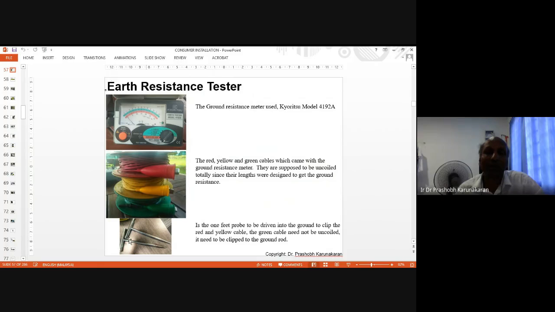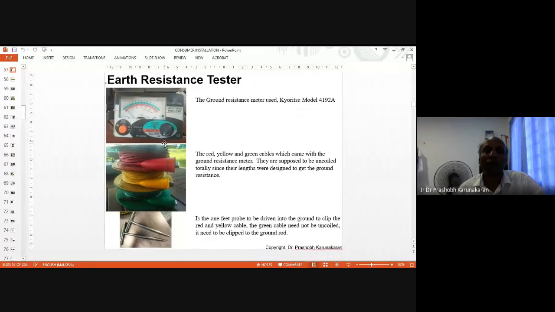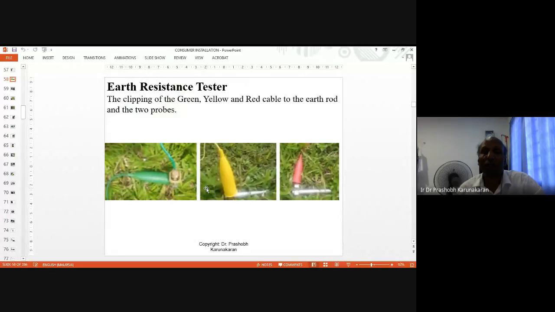And it comes with this. It's 1 foot long. So what you have to do is plug the red, yellow, and green into this meter. And at the end of it, you must clip to this thing. You have to push it using your feet. I tried already, pushing using your hand, you don't have enough strength. Use your feet, very nice. It goes in nicely into the ground. And then you clip at the end here. See, the groove here is where you clip it. And then you just press. That's how you clip it.